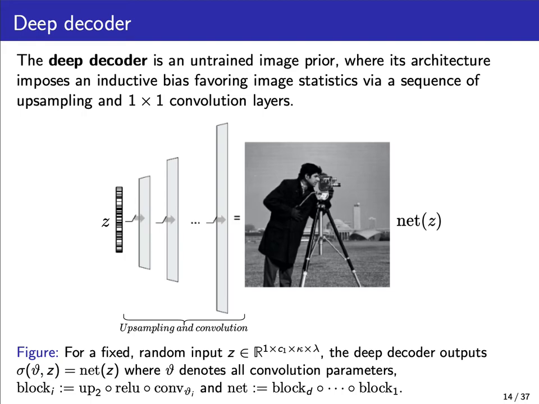So the deep decoder is an untrained image prior, and what that means is that the architecture itself imposes an inductive bias favoring natural image statistics. This one in particular is a sequence of upsampling and convolution layers, and the way this works is you have some sort of fixed random input z, and as a result of all of these blocks of upsampling and convolution, and of course some nonlinearities, the idea is that by picking the correct choice of convolution parameters, you can output hopefully any natural image.